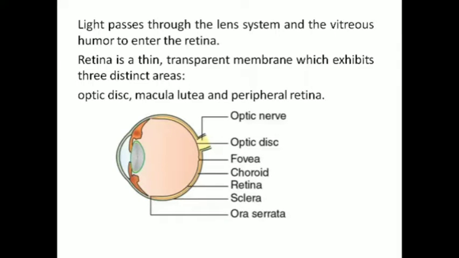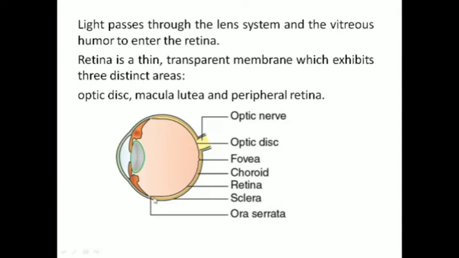Before going to the photochemistry of vision, let's have a quick recap of the anatomy of the eye. As you know, light passes through the lens system and the vitreous humor to enter the retina. Retina is a thin transparent membrane which exhibits three distinct areas: optic disc, macula lutea, and peripheral retina. The light passes through the cornea, aqueous humor, the lens, the vitreous humor, and finally it falls on the retina. Behind the retina is the choroid, and this is the sclera part.